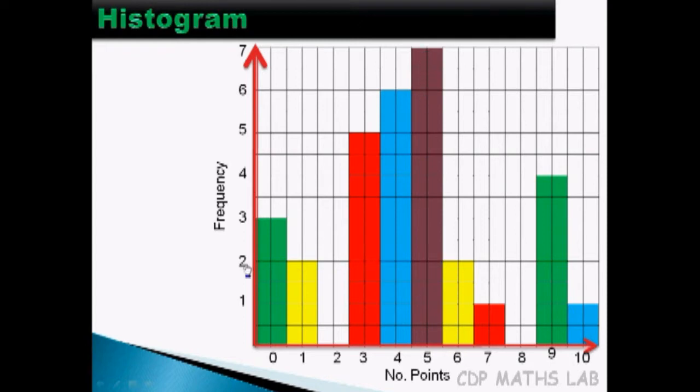And how many teams got 6 points? 2. See? It's 2. How many teams got 7 points? It's what? 1 team. And how many got 8 points? 0. How many got 9 points? That would have been 4 teams. And how many got 10 points? And that would have been 1 team. So this would have been your histogram. If you had done this on your graph leaf, then your answer would be correct.